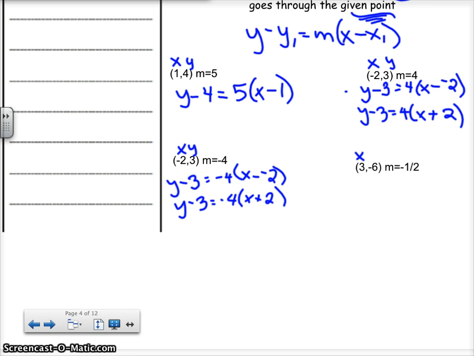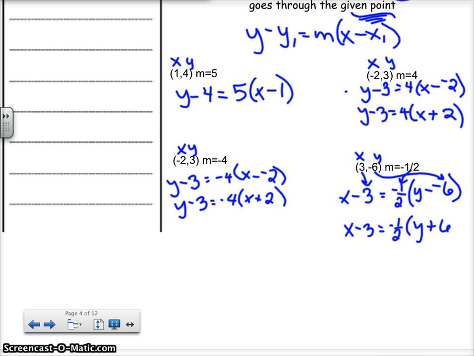So, x and y. x minus the x I'm given is equal to my slope times y minus the y I'm given. The y I'm given is -6. The x I'm given is 3. My slope is negative 1/2. x minus 3 equals negative 1/2 times y plus 6.